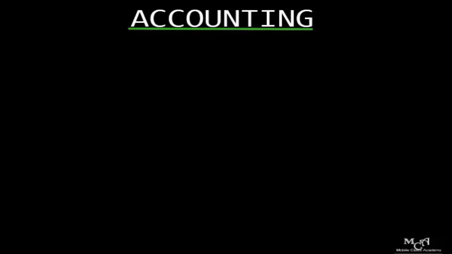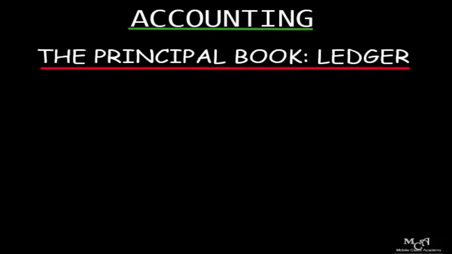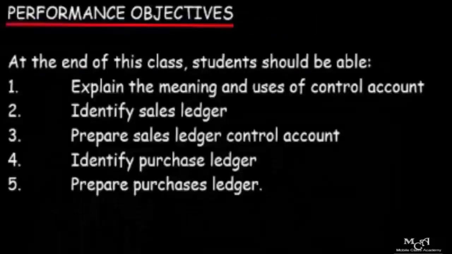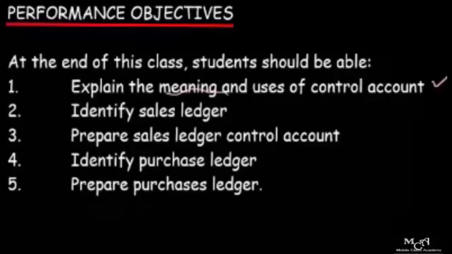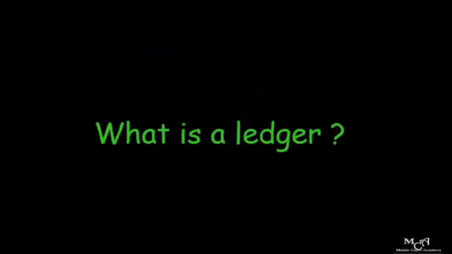In today's class, we'll be looking at a topic, the principal book or ledger. At the end of this class, students should be able to: 1. Explain the meaning and uses of control account. 2. Identify sales ledger. 3. Prepare sales ledger control accounts. 4. Identify purchase ledger. 5. Prepare purchases ledger.